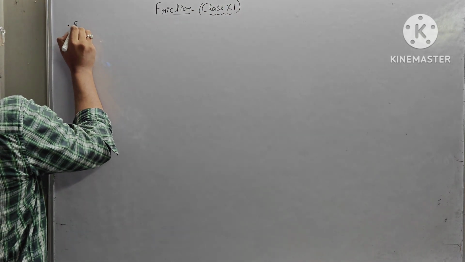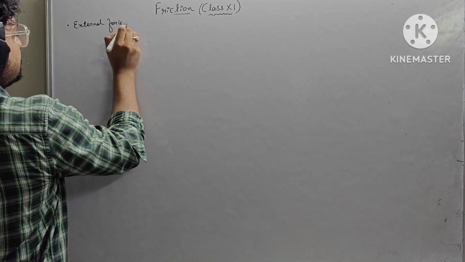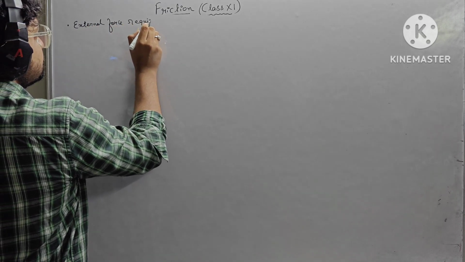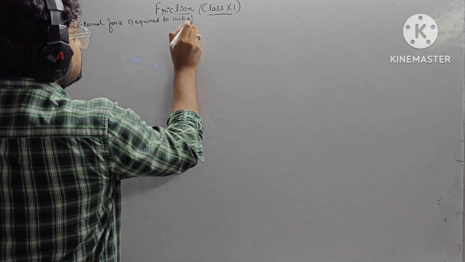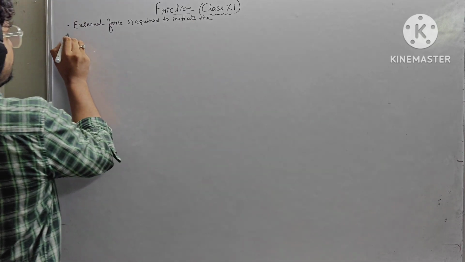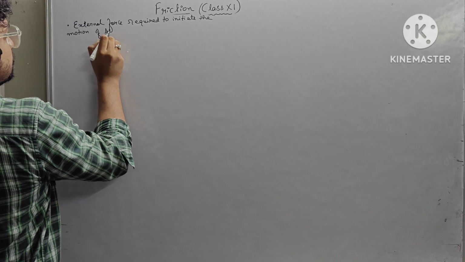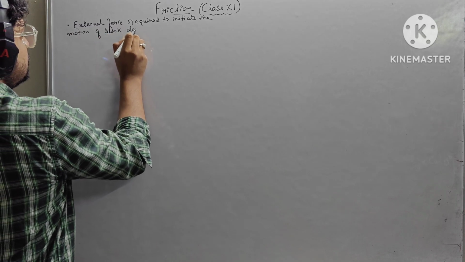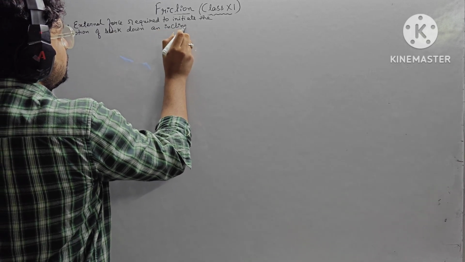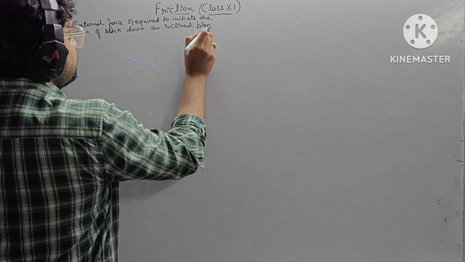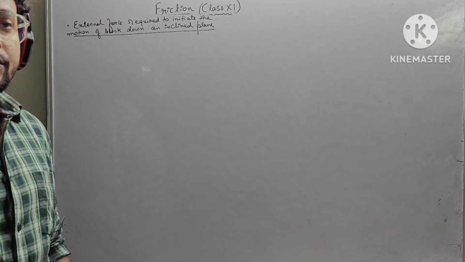The first one is the external force required to initiate the motion of a block down an inclined plane. So, external force required to initiate the motion of a block down an inclined plane.